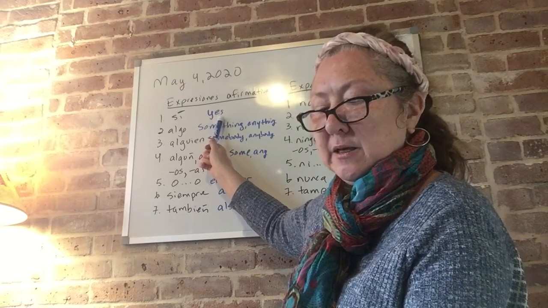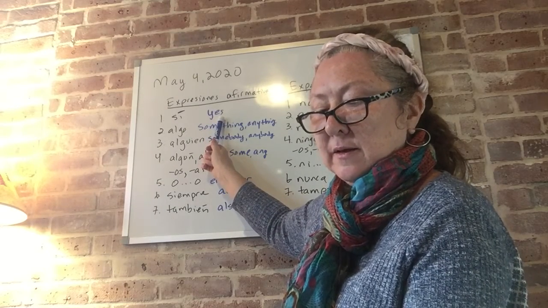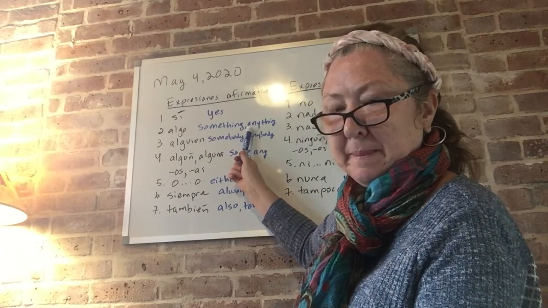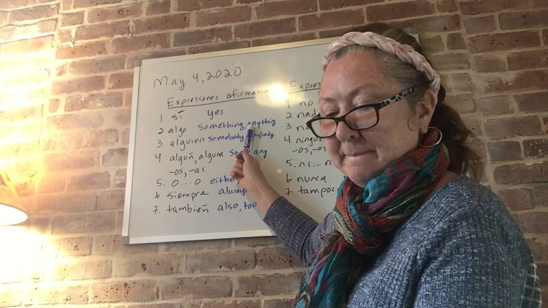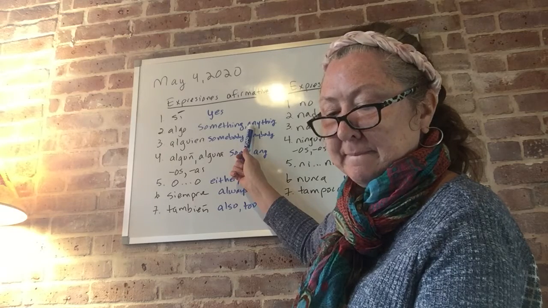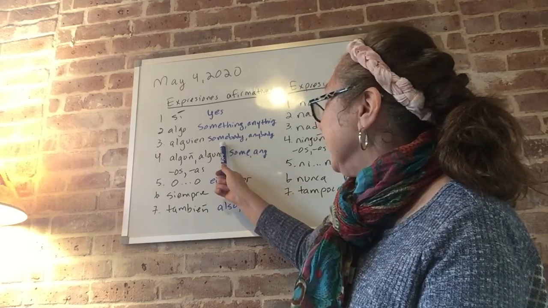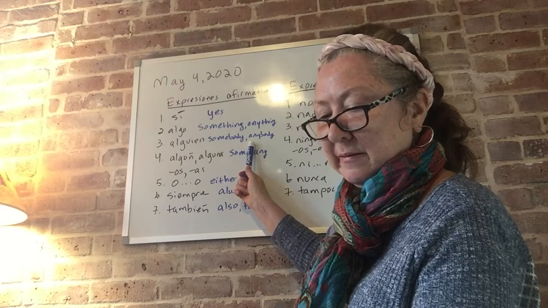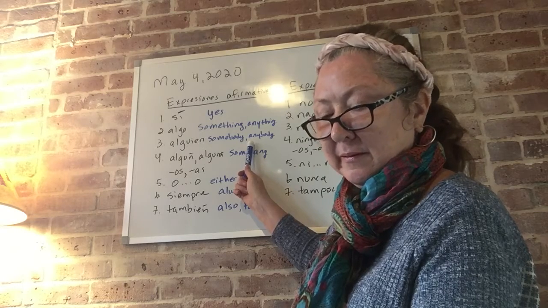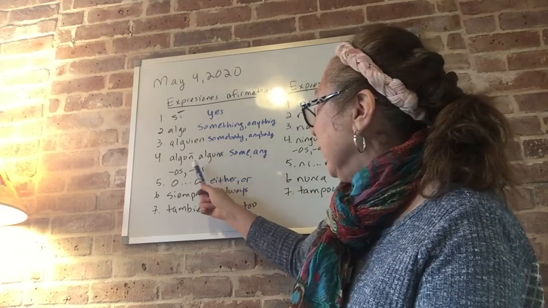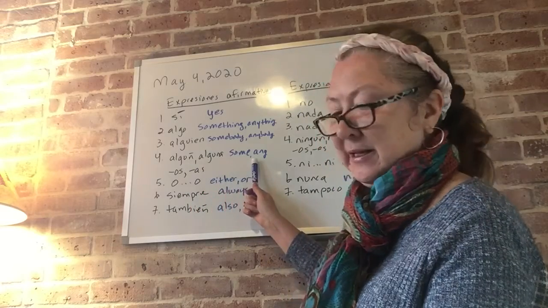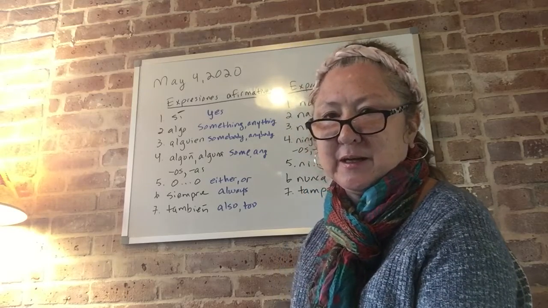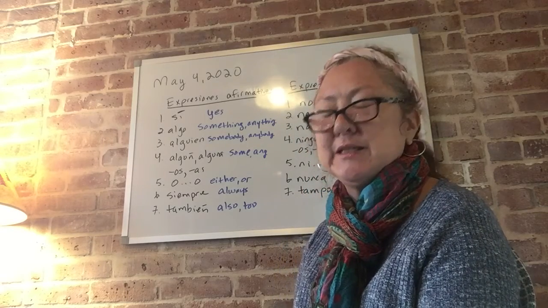Sí is yes. Algo is something or anything. Alguien is somebody or anybody. Algún and alguna, algunos and algunas are some or any. And you can pause the video if I'm going too fast. So just if you need to do that, please do that.